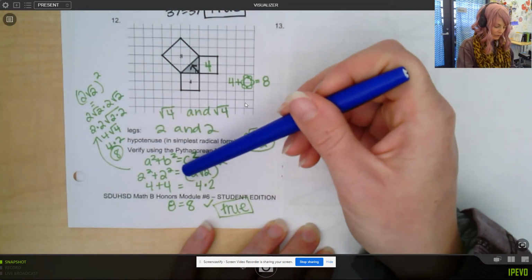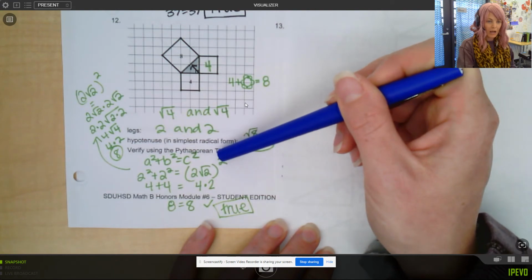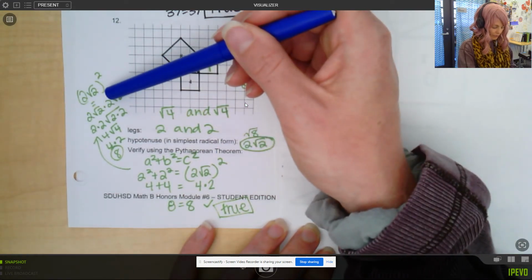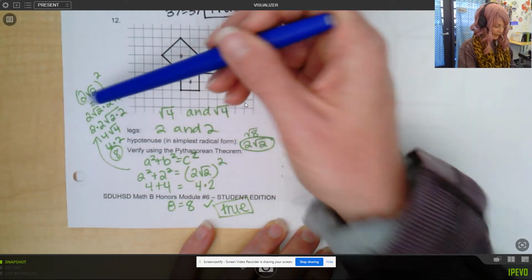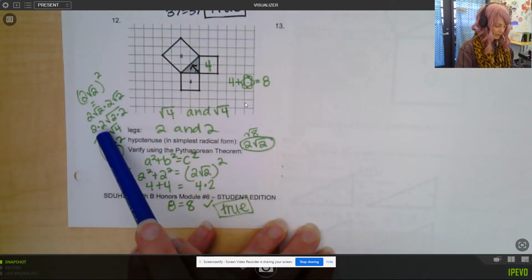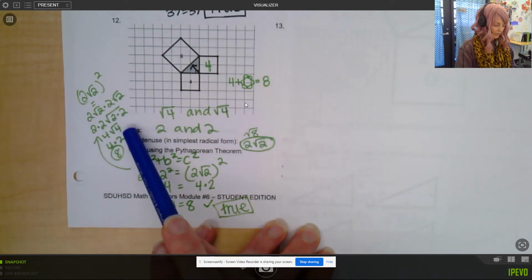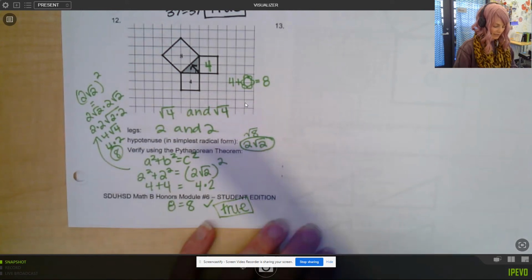Notice if you're thinking about 2 square root 2 being squared, we can think about this as 2 square root 2 times 2 square root 2, which is numbers on the outside times numbers on the outside, 2 times 2. And then numbers on the inside times numbers on the inside, 2 times 2. 4 square root 4, 4 times 2, which is 8.